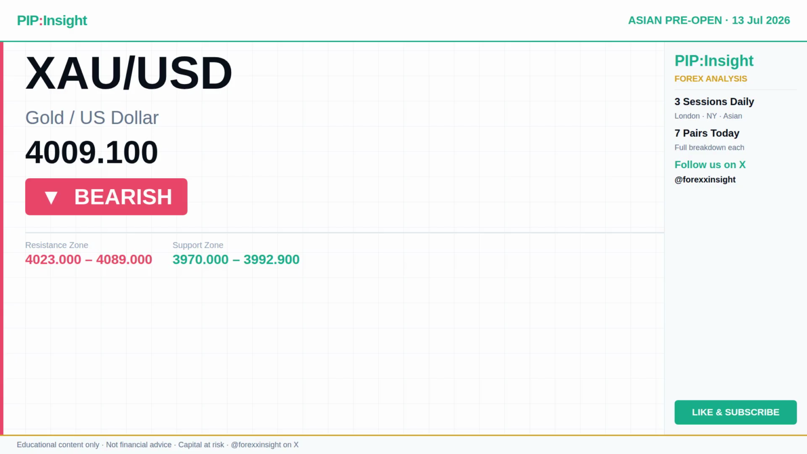On the fundamental side, today brings 2 Fed speakers, Bowman early in the session and Waller later, both rated low impact, but any hawkish tone could reinforce dollar strength and keep pressure on gold. The federal budget balance print is unlikely to be a direct mover. The levels worth watching are resistance at $4,023 up to $4,035 and support down at $3,992 to $3,985. Those are your key boundaries heading into tonight's session.